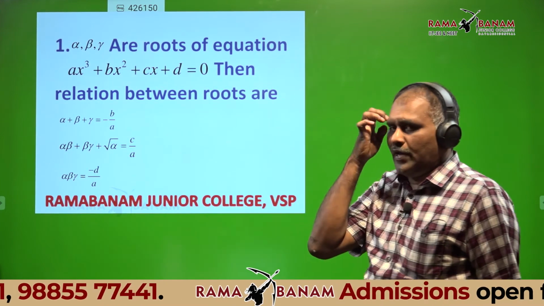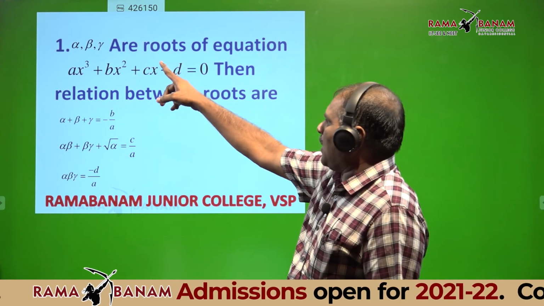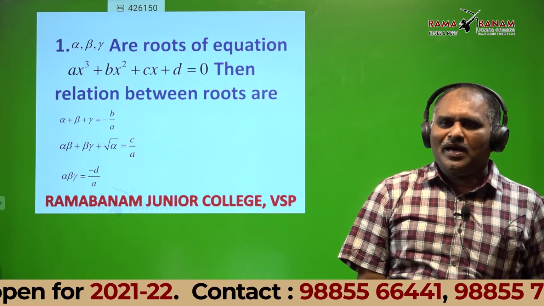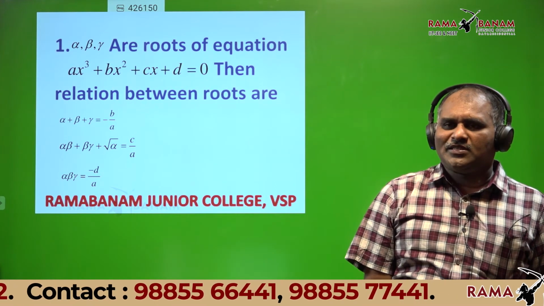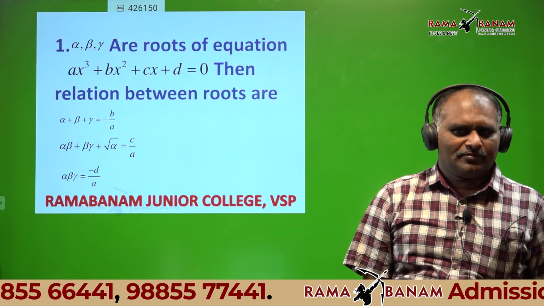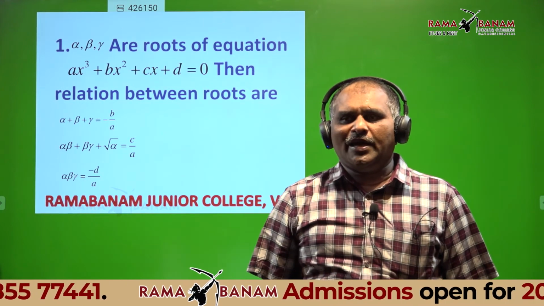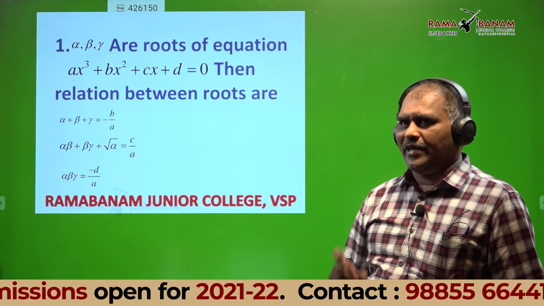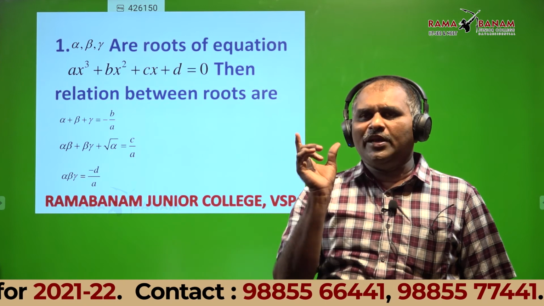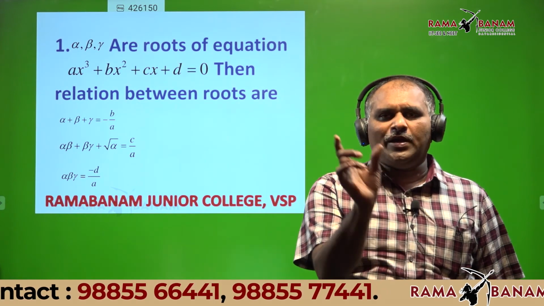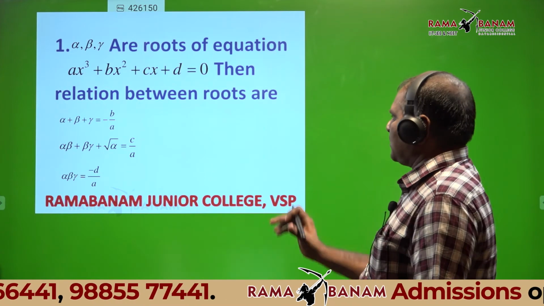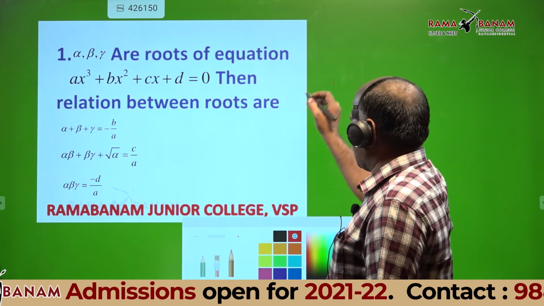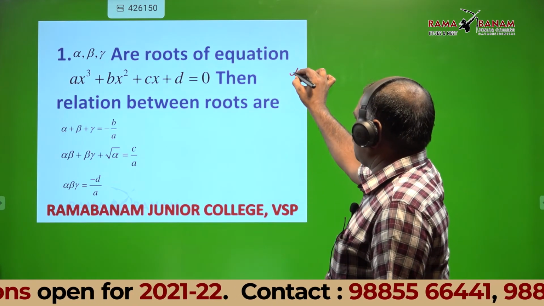See that one. Alpha, beta, gamma are roots of the cubic equation ax cube plus bx square plus cx plus d equals 0. Then how to find the relation between the roots? Same like quadratic. In a quadratic, only 2 roots are there: alpha plus beta, alpha into beta. Same like this one. Here is the sum of the roots.